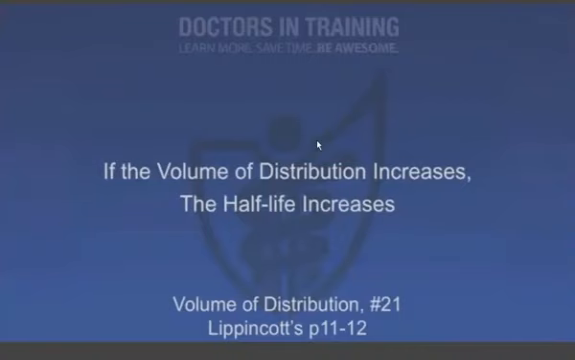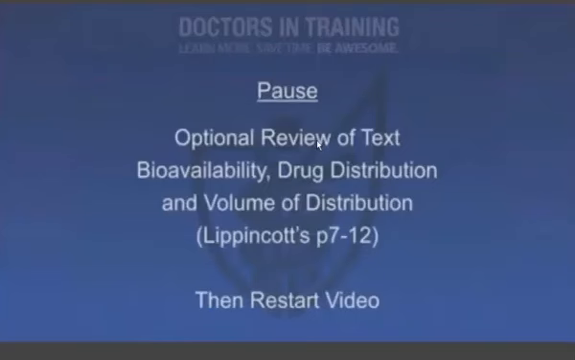If you increase the volume of distribution and you start to allow that drug to be distributed into other compartments, you're going to increase the half-life of the drug. You're going to increase how long it takes to eliminate that drug, and you're going to prolong that drug's duration of action. So volume of distribution is very important, and we'll see it in the Part 2 lecture when we're talking about half-life. Okay, now let's pause for a moment and review the material that was just covered.